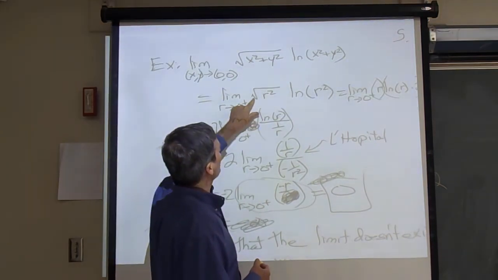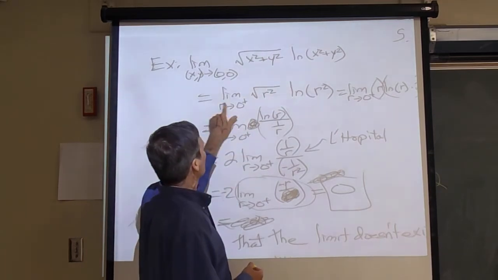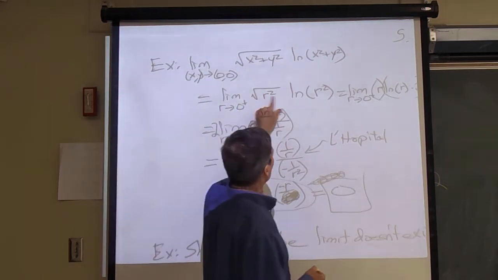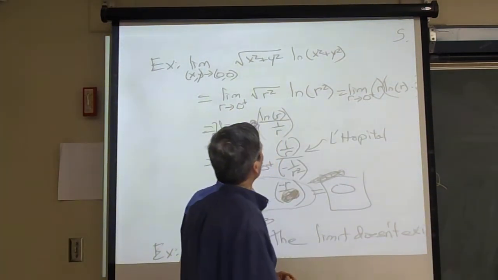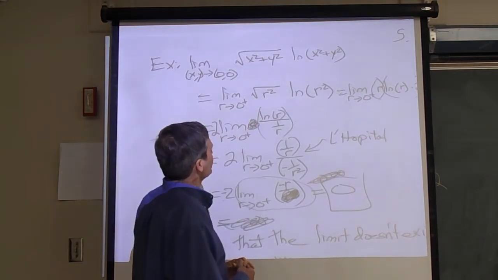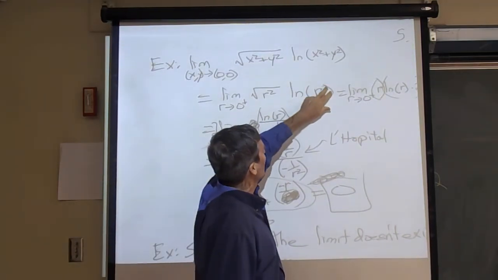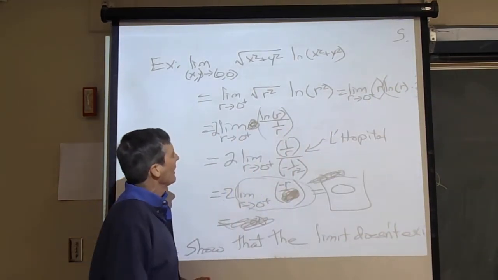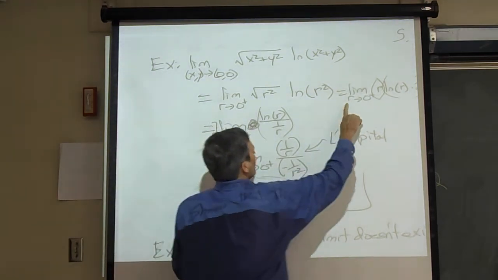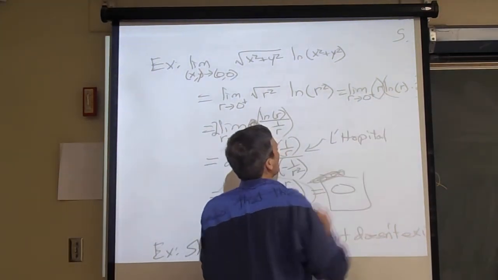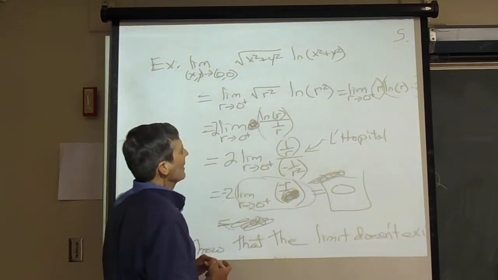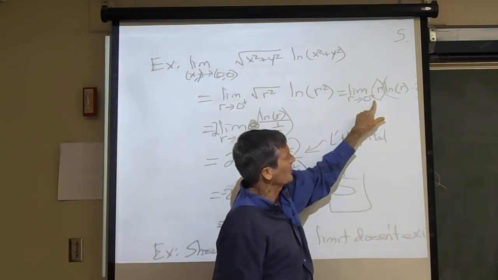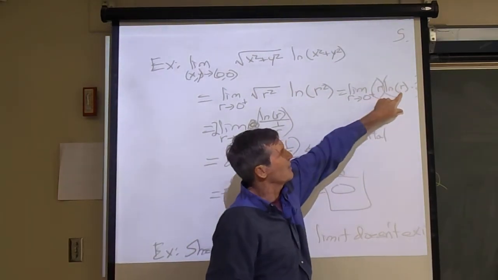What can we do with this? Well, square root of r squared is actually the absolute value of r, but since we're letting r approach 0 from the positive side, we can replace this with just r. And now, ln of r squared, remember you can pull the 2 out, is 2 times ln of r. So we have 2 times the limit of r ln r. What could that be? Well, unfortunately, r is approaching 0, and ln of r, as r gets closer and closer to 0 from the right, is approaching minus infinity, so it's 0 times minus infinity.